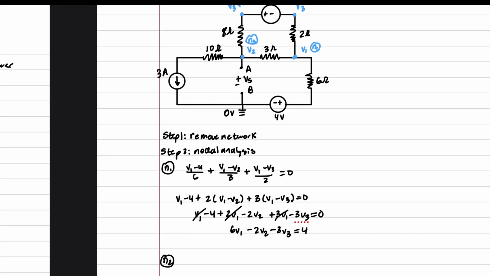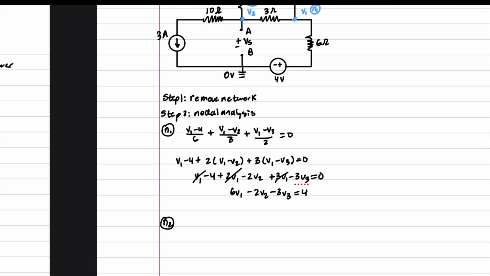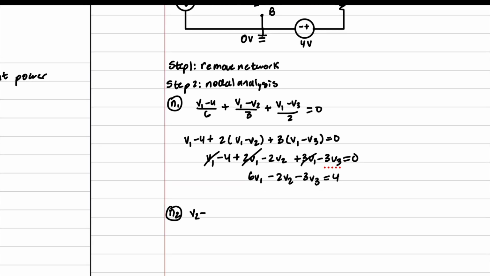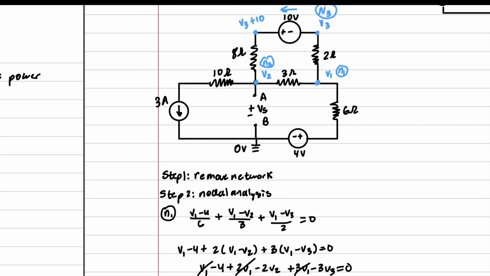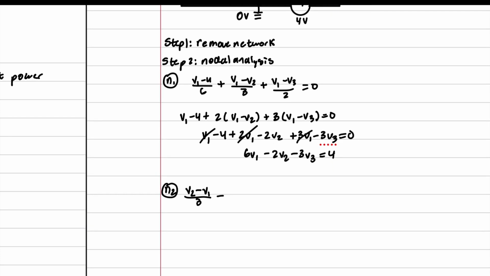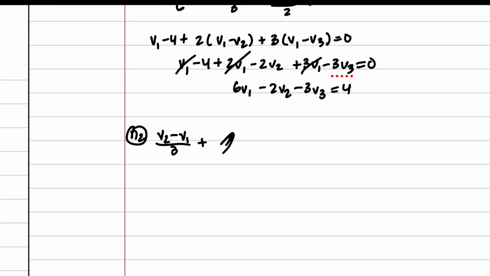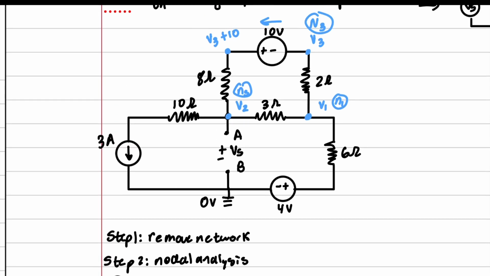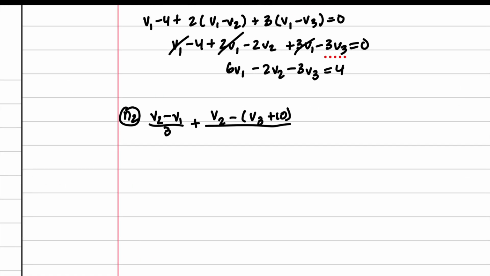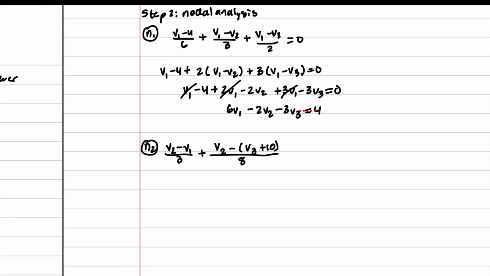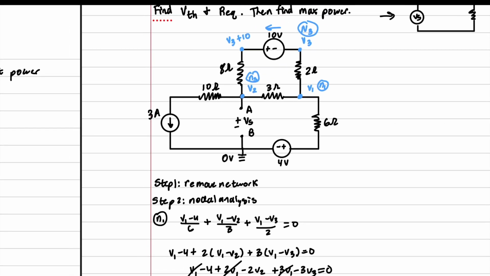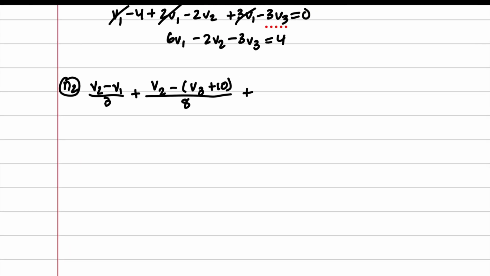We have V2 minus V1 over 3, plus, and now this time we have V2 minus this whole thing, V3 plus 10. V2 minus V3 plus 10 over 8 ohms. And we have a current source driving it this way, so outward, so plus 3 equals 0.